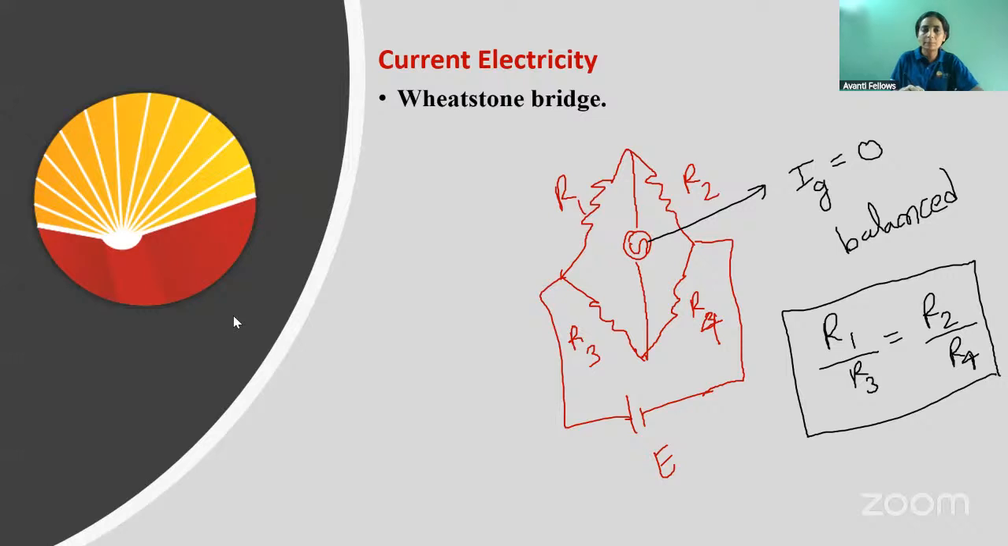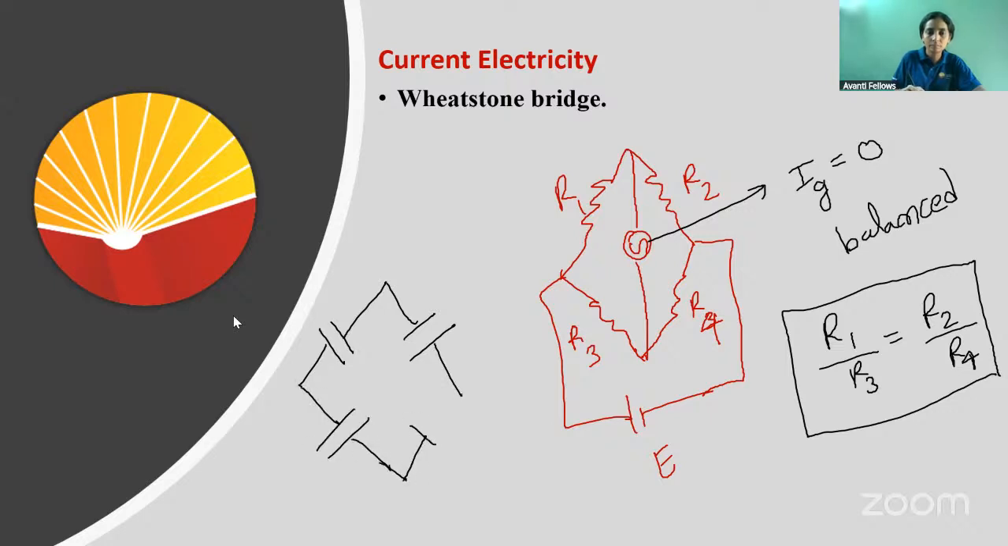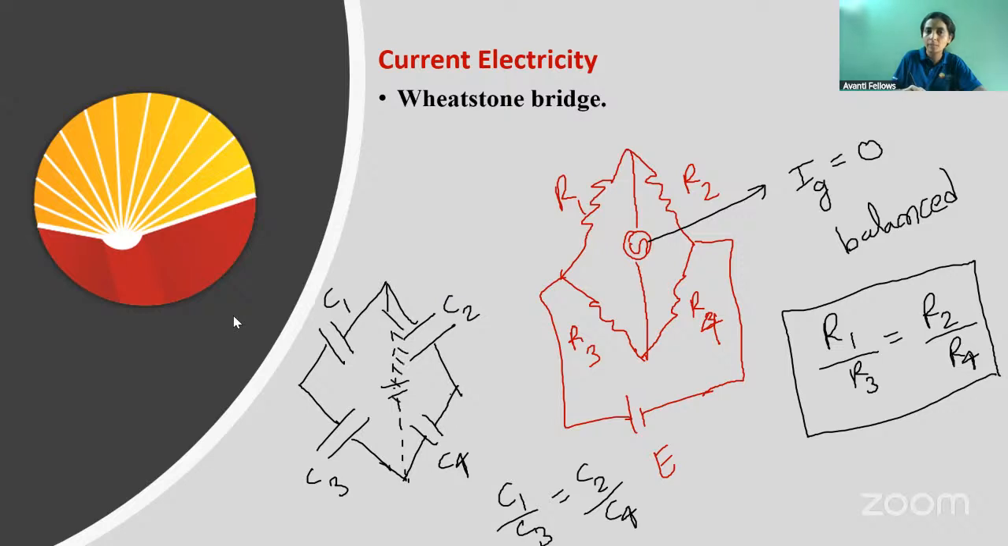Same thing you can do for capacitors also. If the capacitor arrangement looks something like this, and you find C1, this is C2, this is C3, this is C4, and let's say there is also some capacitor connected here, such that C1 by C3 is equal to C2 by C4, then you will say that there won't be current in this arm. In that case, there won't be any charge on this capacitor.